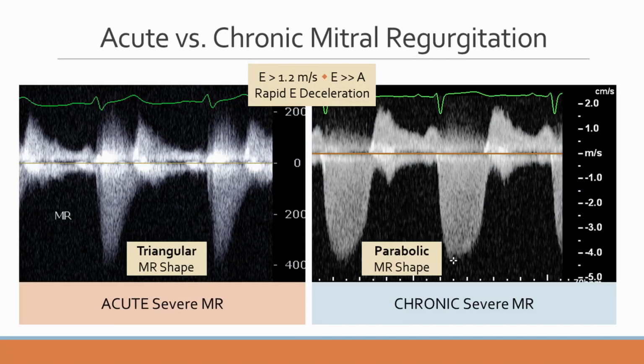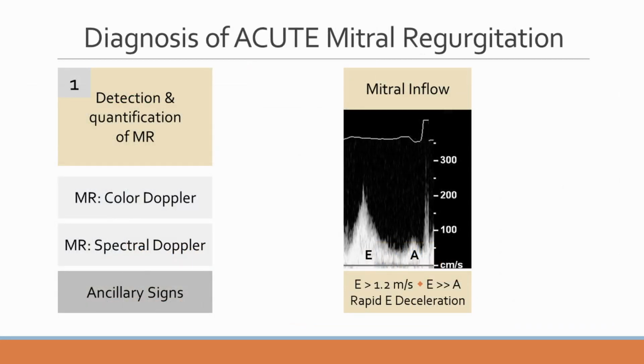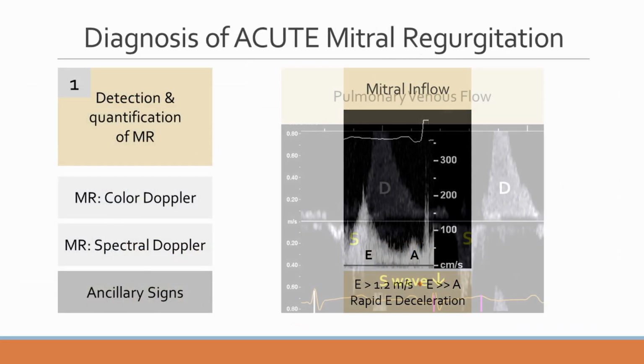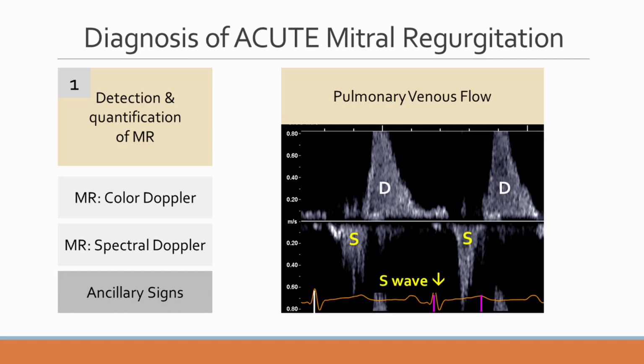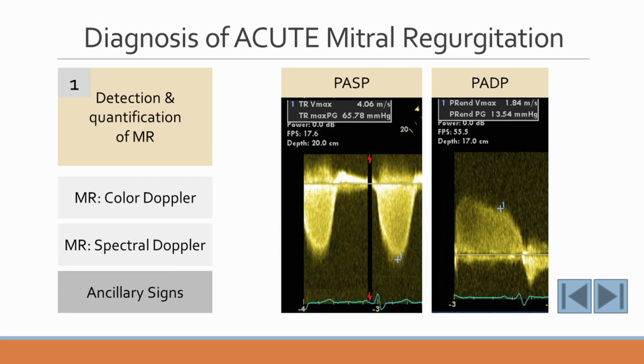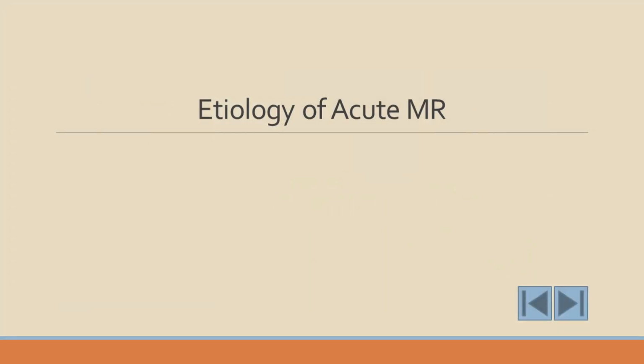If you compare acute severe mitral regurgitation with chronic severe mitral regurgitation, they both have increased antegrade velocity because of the high preload, but you'll see the triangular shape of acute mitral regurgitation as opposed to the parabolic shape of chronic mitral regurgitation. There are other signs, as we already discussed: mitral inflow, and the presence of systolic reversal in the pulmonary veins, which is characteristic of all severe mitral regurgitation, but particularly of acute mitral regurgitation, and the presence of pulmonary arterial systolic or diastolic hypertension.